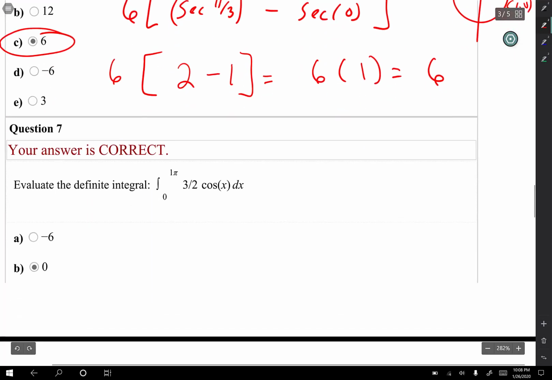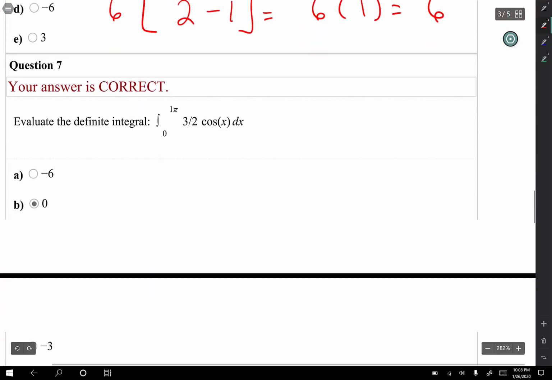All right, let's keep going. Again, you can move the 3/2 to the outside if it makes life simpler for you. I'm going to leave it alone. It's not a big deal to me. For 3/2, the antiderivative of cosine is sine of x, and I left some room just in case I had to multiply by a negative or something. I would have put parentheses. The derivative of sine is cosine, so I'm good.